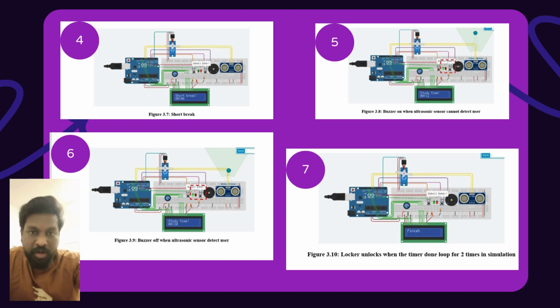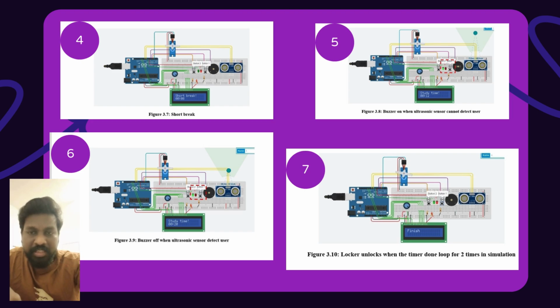So the buzzer will turn on automatically when the sensor cannot detect anyone. If the sensor detects the user, the buzzer will turn off. So it is a reverse process. When the ultrasonic sensor detects a person, the buzzer will turn off. When it cannot detect, the buzzer will turn on.